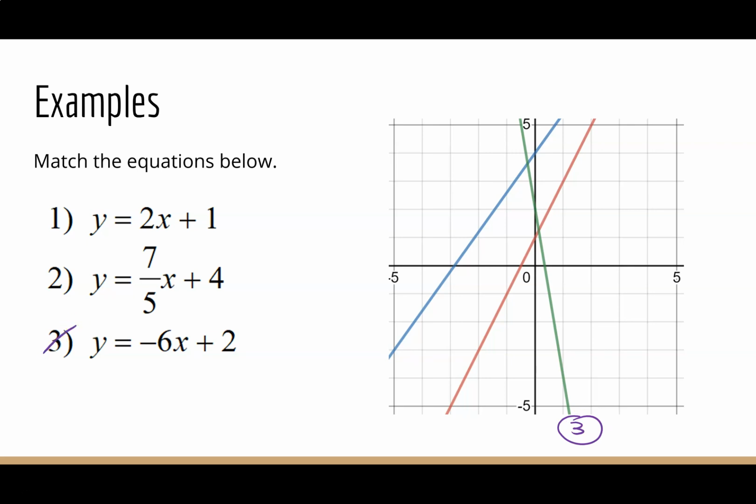Of the other 2, their slopes are almost the same. 2 and 7/5 are kind of similar. So instead of that, let's look at the y-intercepts. One has a 1, one has a 4. So the one that crosses at 1 should be our equation 1. The one that crosses at 4 should be our equation 2. So use your common sense on what the graph should look like, and you should be good on that.